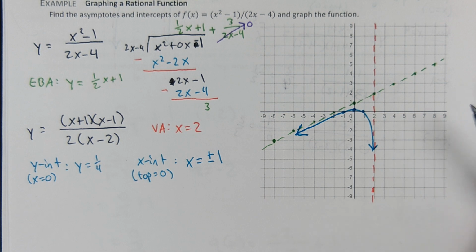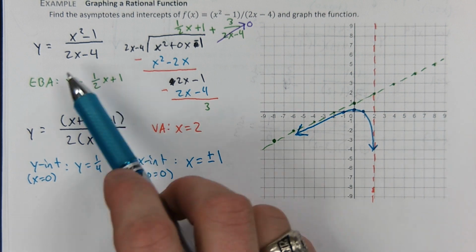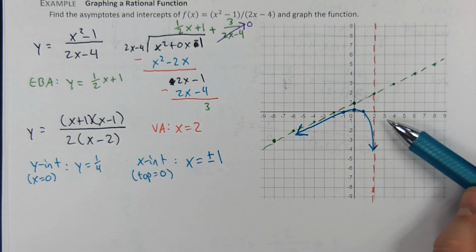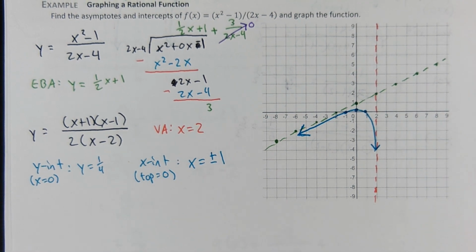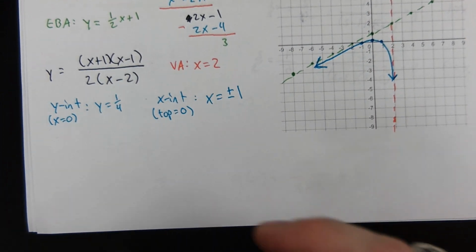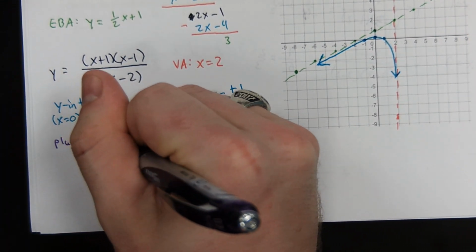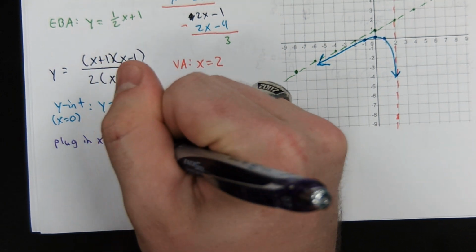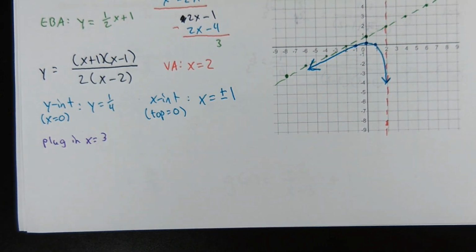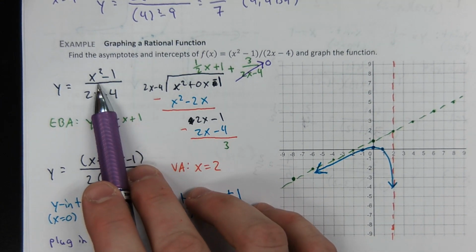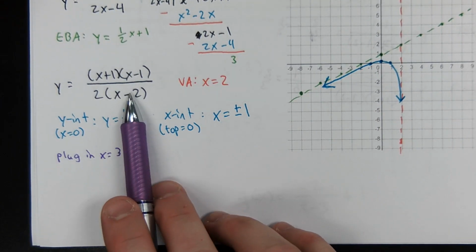I like to use numbers that are directly next to the asymptote. That way I'm not having to deal with giant numbers in my fractions and things like that. So I'm going to plug in x equals 3 and see what kind of y value I get. It doesn't matter if you do it in the factored or the non-factored form. It really doesn't matter.